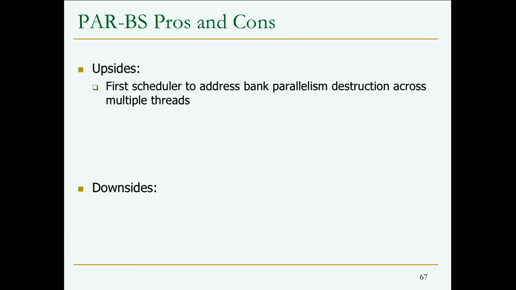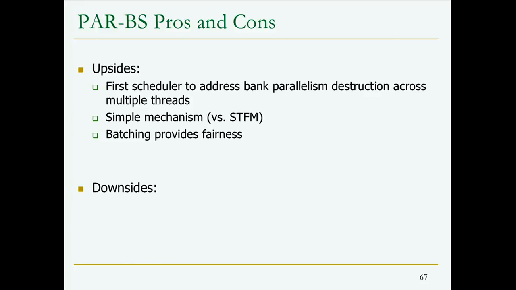This is the first scheduler to address bank parallelism destruction across multiple threads. Basically, we build these cores to generate memory-level parallelism. It doesn't make sense for the memory controller to destroy that parallelism that the core is built to exploit. It's a simple mechanism compared to stall-time fair memory scheduling, but we'll look at simpler mechanisms later on. Batching provides fairness and non-starvation, and ranking enables parallelism awareness.